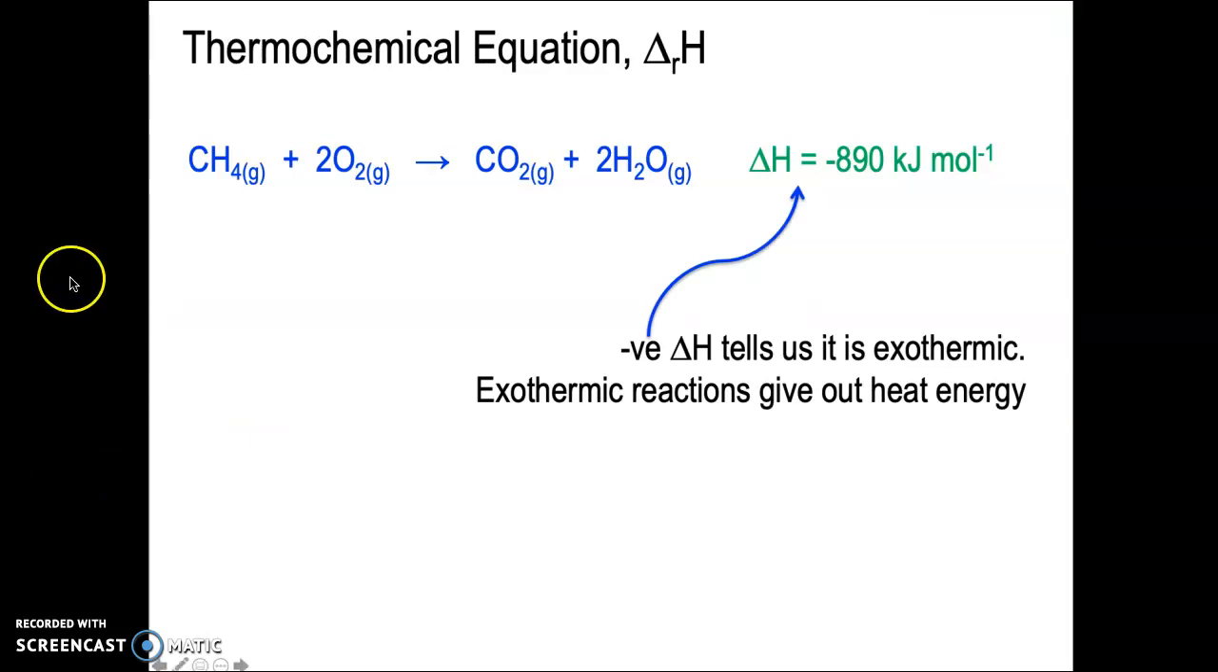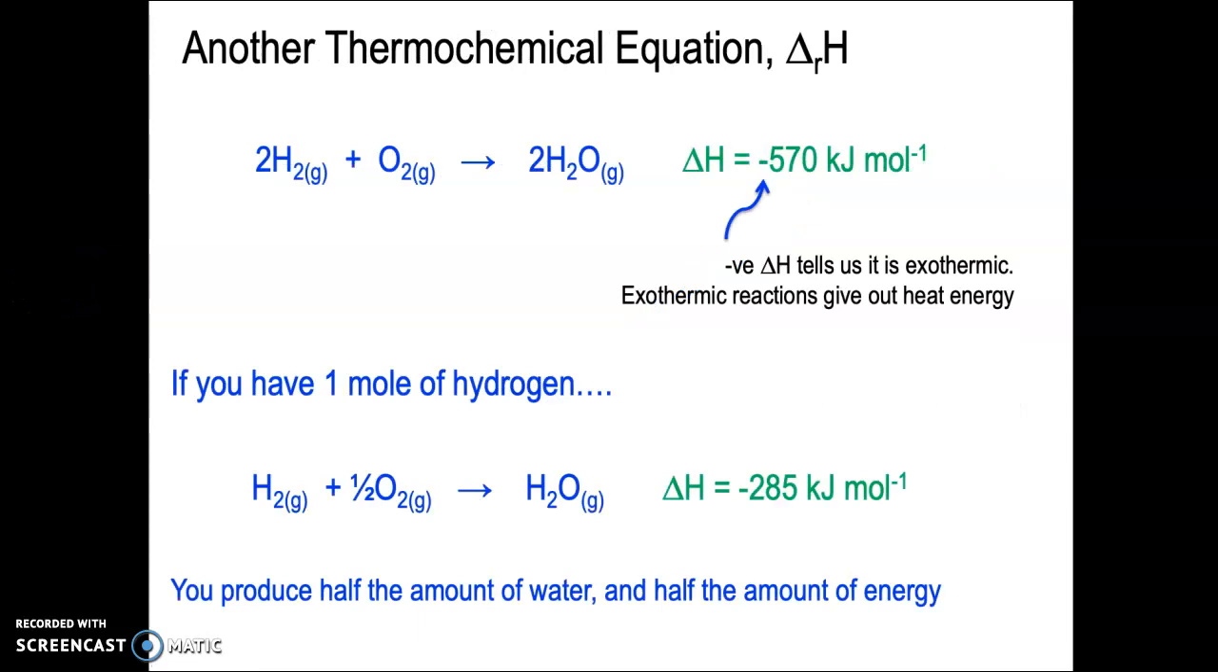Here we go. Let's go to this one here. Here we have 2 moles of hydrogen reacting with 1 mole of oxygen, and it's making water. And it releases 570 kilojoules per mole. So the question is, how much energy would you release if you only burnt 1 mole of hydrogen?